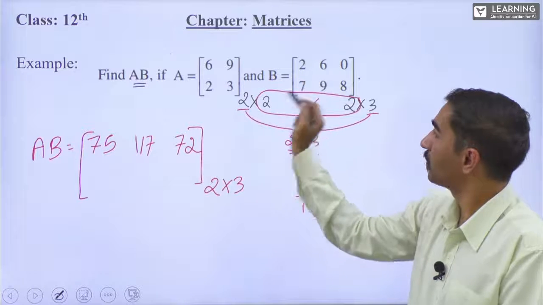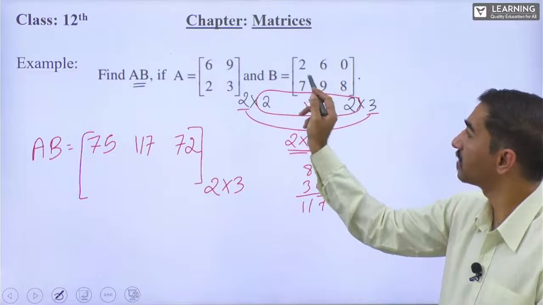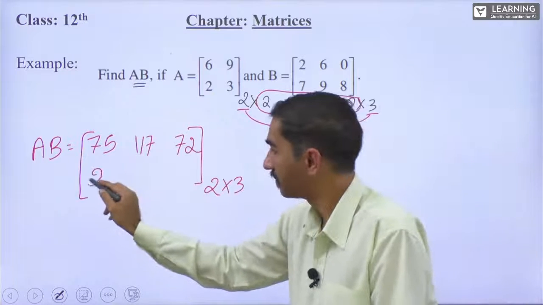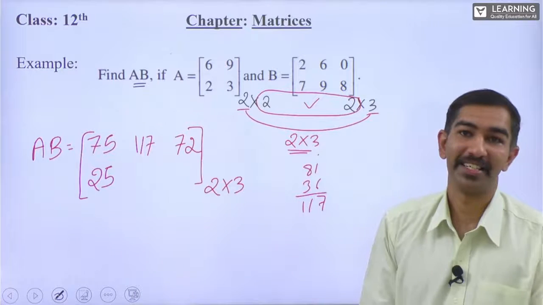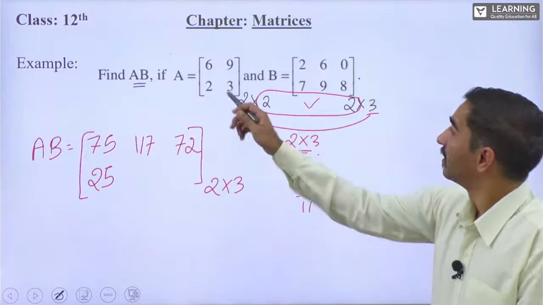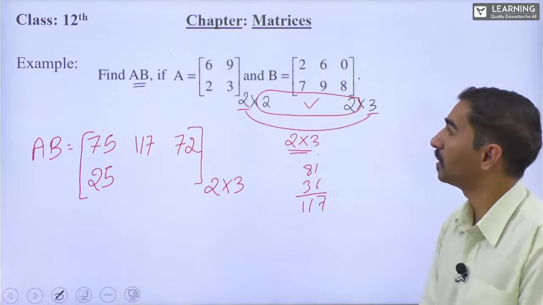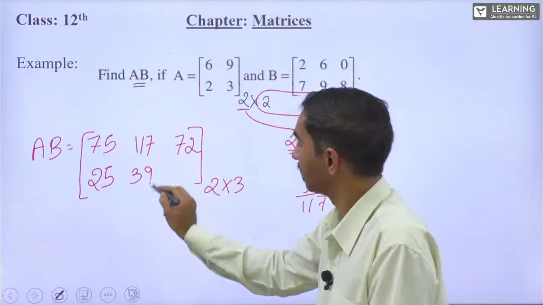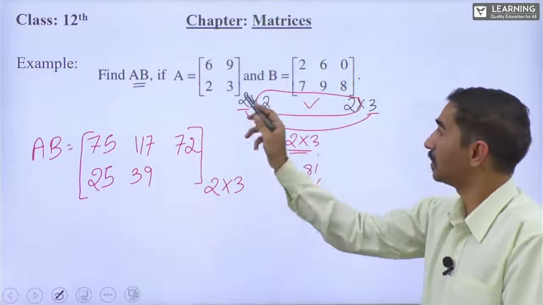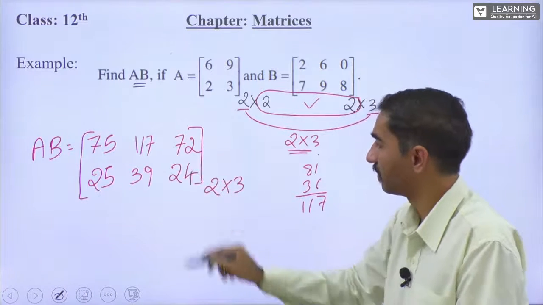Next, second row into first column. 2 2s are 4. 3 7s are 21. 21 plus 4, 25. Students understanding? Okay, next one. 2 6s are 12. 3 9s are 27. 27 plus 12, 39. That is the right answer. Next, 2 zeros are 0. 8 3s are 24, as it is 24.